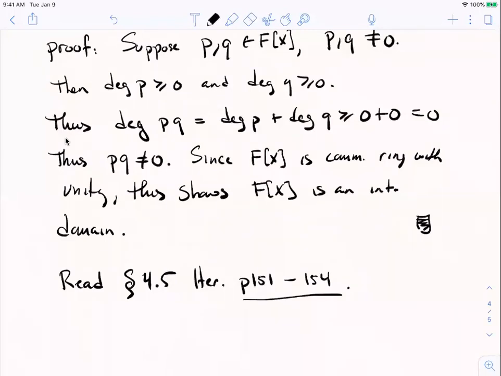Okay, so take this video, maybe pause it a couple of times, maybe watch it again, and then check out the way Herstein describes this stuff to get used to the notation. And then in the next video, we're going to talk about polynomial division. All right, thanks for listening.